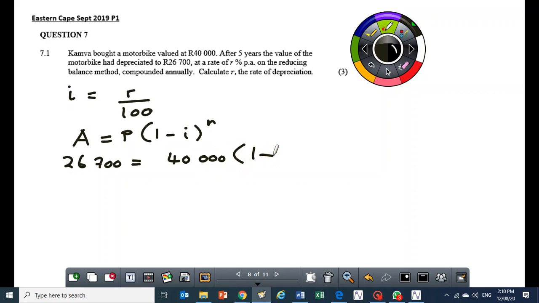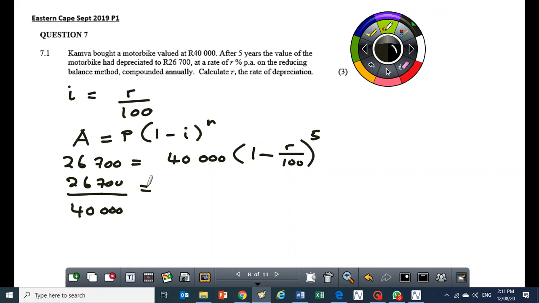And we've got 1 minus the interest. Now the i will be R over 100. Okay? Then raised to the power of what? Of n. And our n is 5. So if you want to simplify this, you get 26,700 all over 40,000.